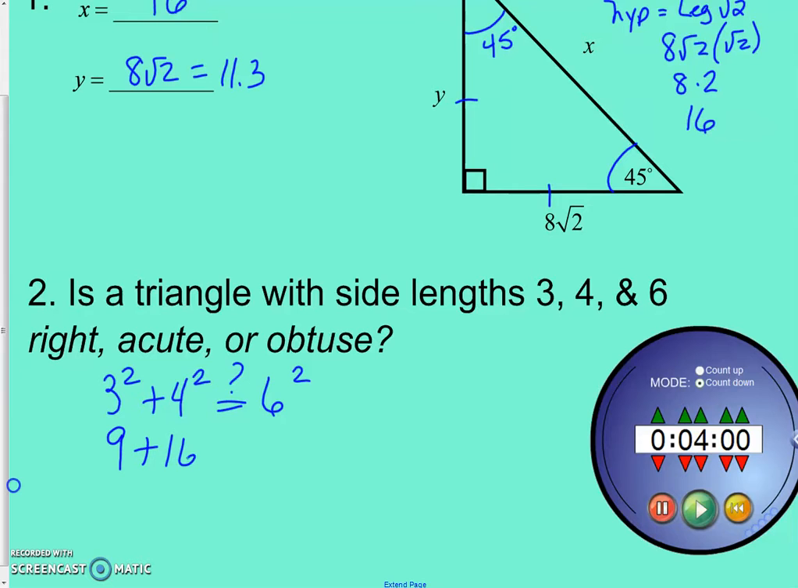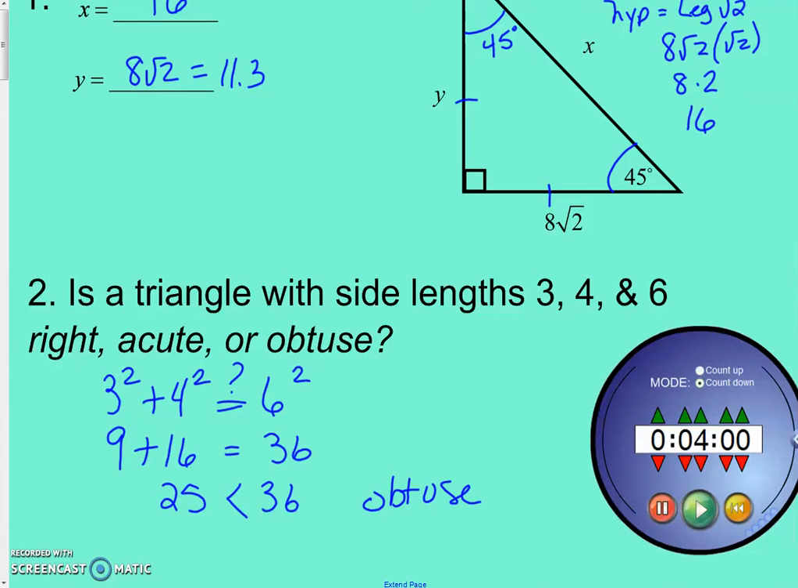So I have 9 plus 16 and 36, and 9 plus 16 is 25. So when I look at that relationship, I know that 36 is larger than 25. So if it's larger for the c squared, that does mean I have an obtuse triangle. Make sure you have that chart memorized from section 8.1 and 8.2.